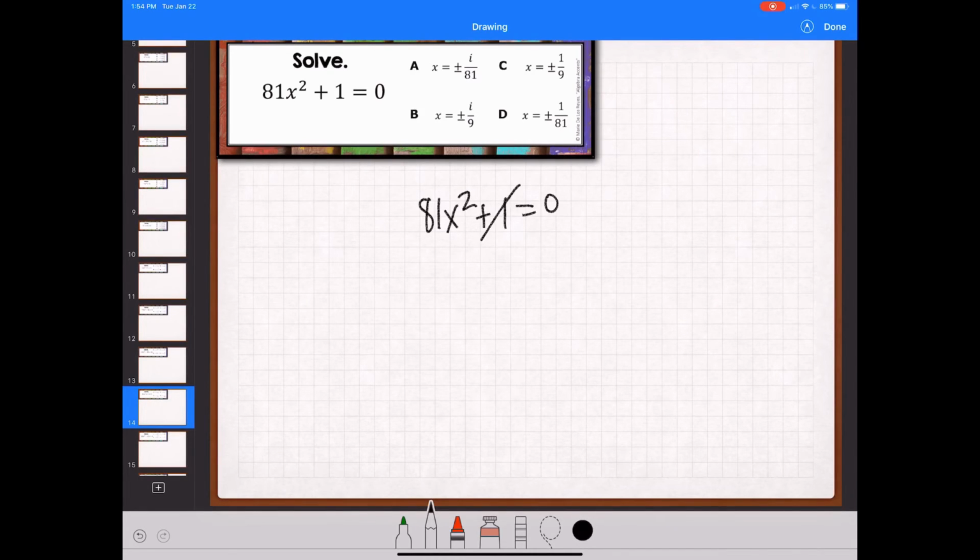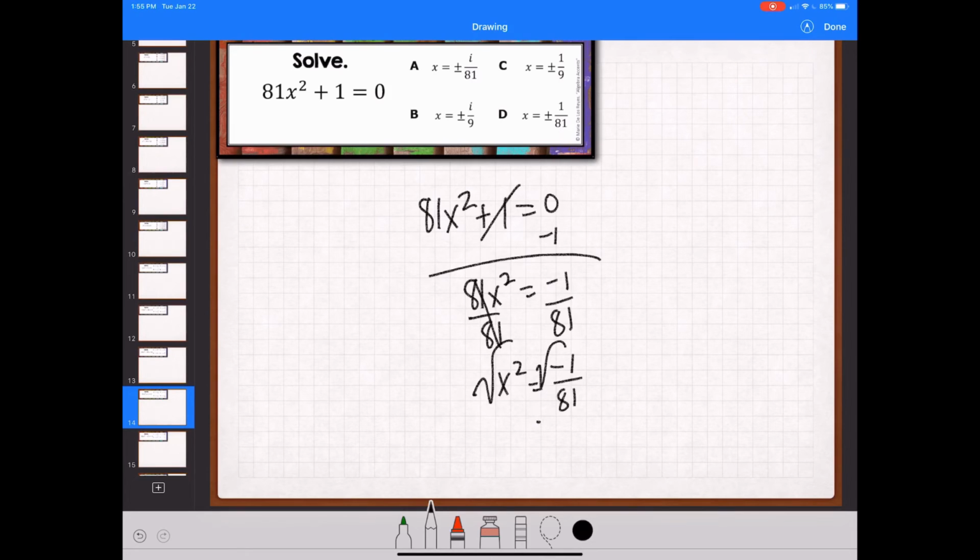All right, subtract 1. 81x squared equals negative 1. Divide by 81. X squared equals negative 1 over 81. Take the square root. The numerator is just i. The denominator is 9. And because I'm taking the square root, it's going to be positive and negative i over 9.